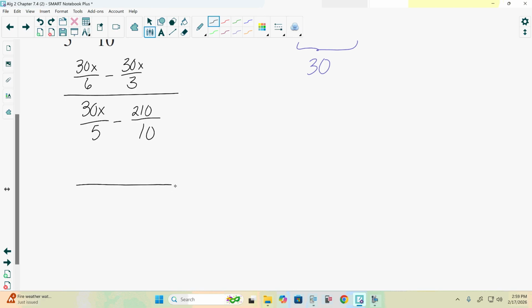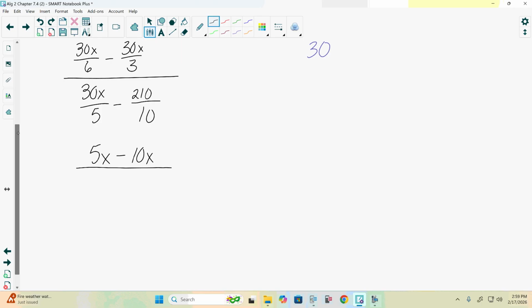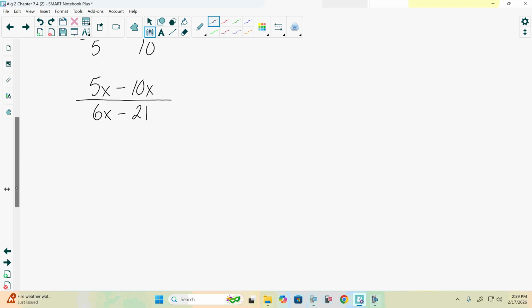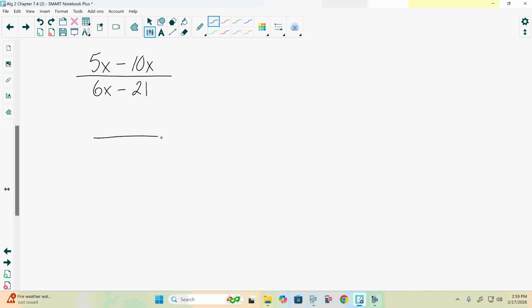In the numerator, 30x over 6, 30 divided by 6 is 5x, minus 30x divided by 3, 30 divided by 3 is 10, still have our x. On the bottom, 30x divided by 5, 30 divided by 5 is 6x, and 210 divided by 10 is 21. So 5x minus 10x. 5 minus 10 is -5x.